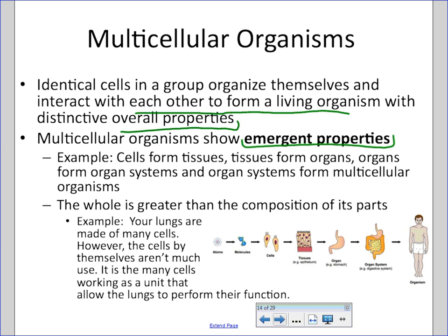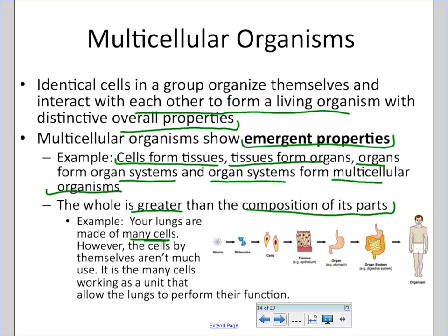The example of this is that cells form tissues, tissues form organs, organs form organ systems, and organ systems form multicellular organisms. Basically, what emergent properties are getting at is that the whole is greater than the composition of its parts. So, for example, your lungs are made up of many cells. However, those cells by themselves aren't going to be very much use. It is the many cells working as a unit that allow the lungs to perform their function.